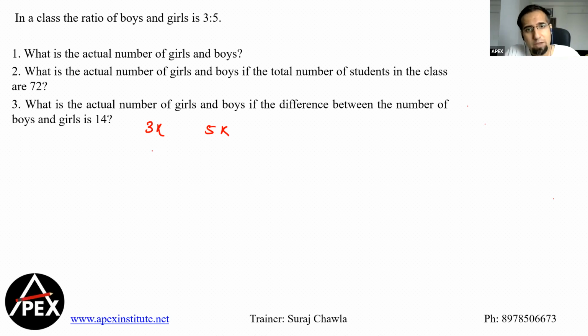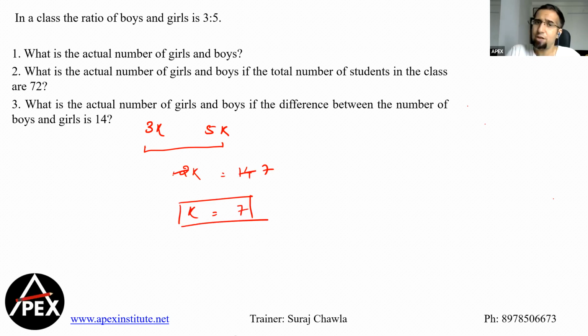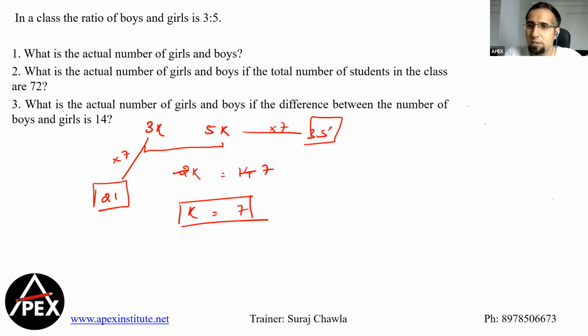So 3K and 5K, the difference according to us is equal to 2K. And as per the question, 2K is equal to 14, which means the value of K is equal to 2 ones or 2 sevens. So value of K is equal to 7. If value of K is equal to 7, 3 into 7, the number of boys are 21, and 5 into 7, the number of girls are 35. This is going to be your answer. Clear, guys? So let's move forward now.